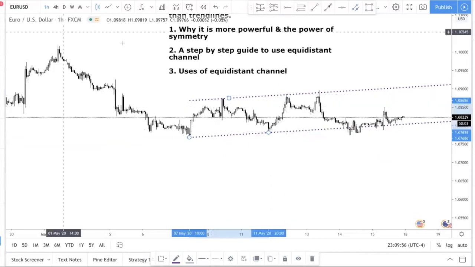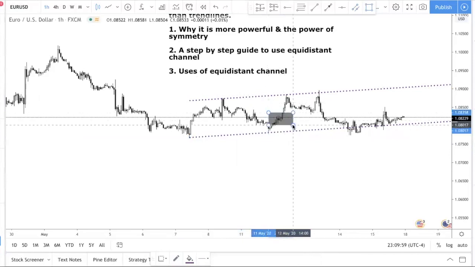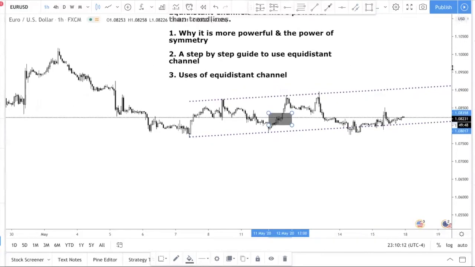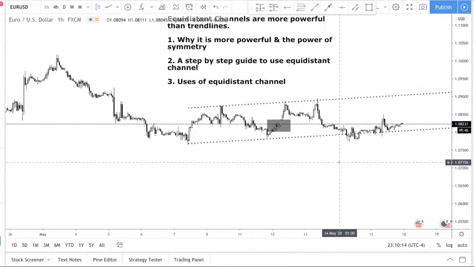Right, that means if price was somewhere around here, you would already have known beforehand that this is a strong resistance, right? So this is the power of a trend, not trend line, but equal distance channel. Okay, it's very powerful if you use it correctly.